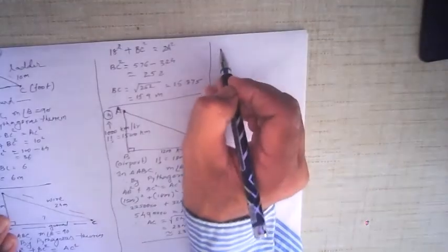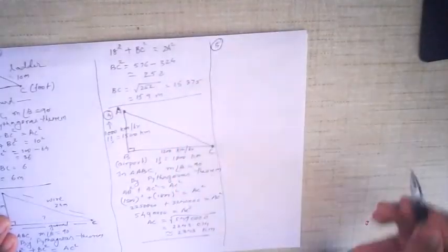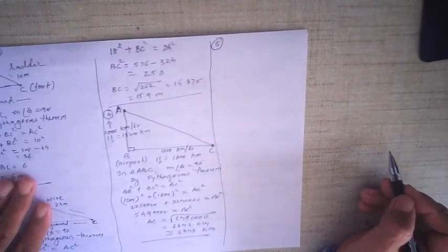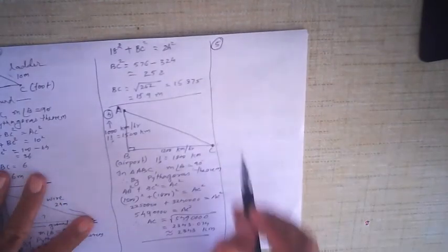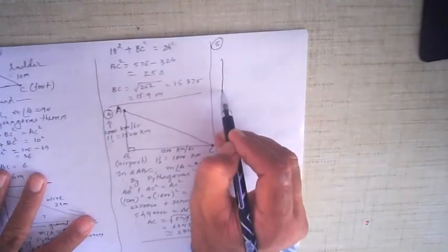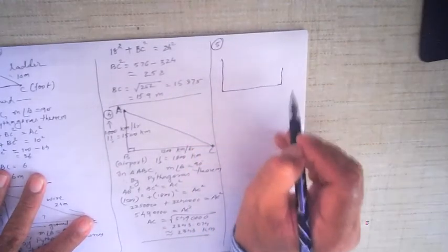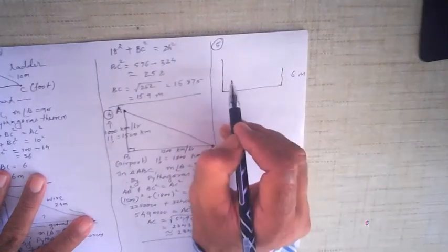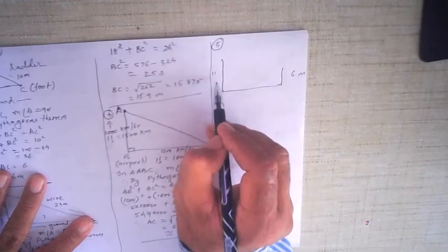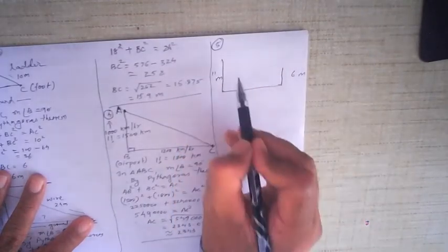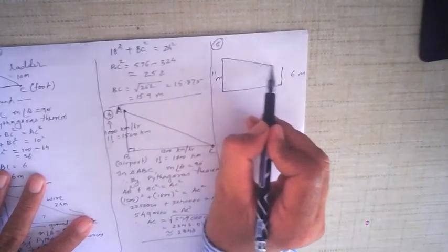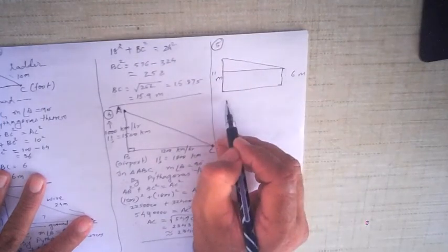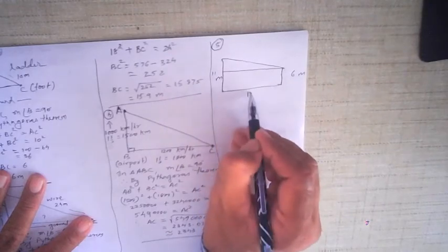All right, now let us do one more of this type. What does it say? There are two poles, one a bigger pole and the other a shorter pole. This pole is 6 meters high and the other pole is 11 meters high. The tops are tied by a wire, and the distance between the two poles is 12 meters.